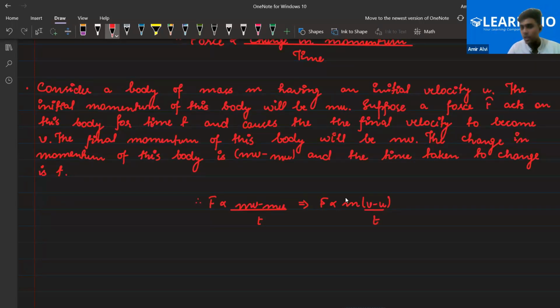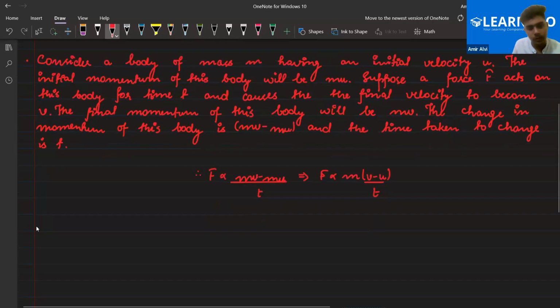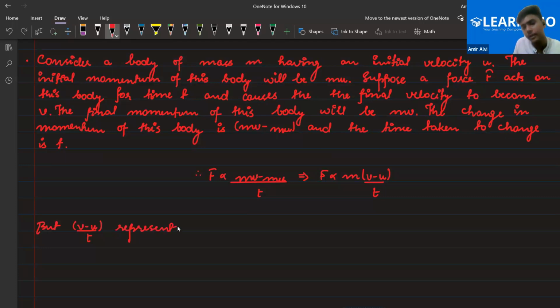V minus U by T is a quantity. Can anybody tell me what it means? No one? It means that nobody did the revision. V minus U is the change in velocity, divided by time. It's acceleration. The rate of change of velocity is acceleration.